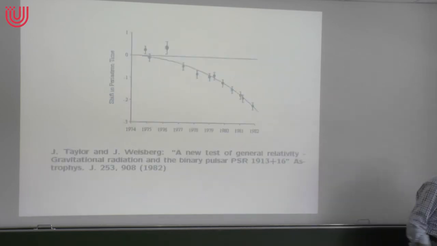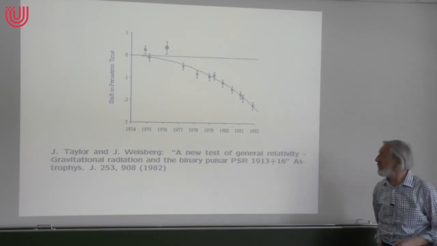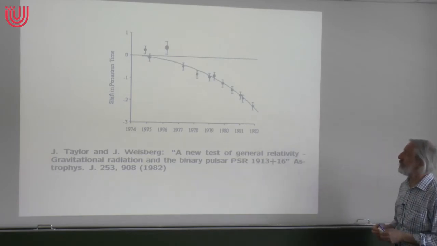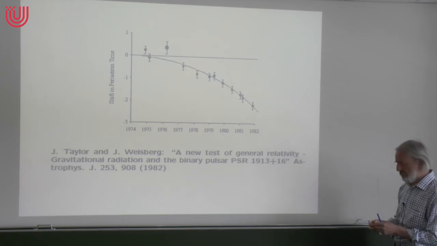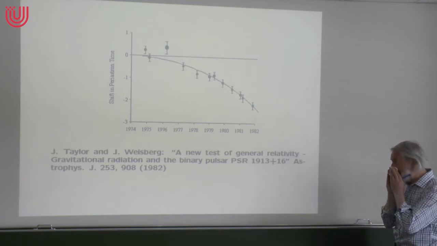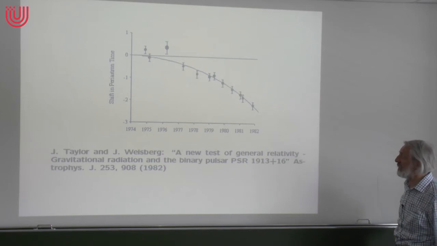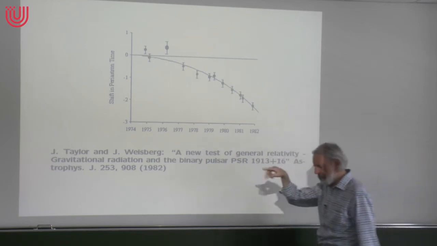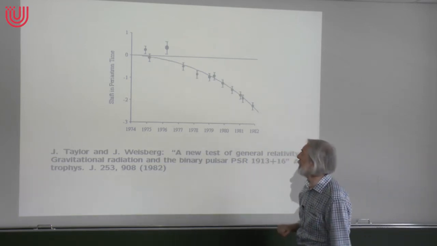Well, and now we can test our formula for the decay of the orbital period. So what is plotted here on the vertical axis is essentially this dT by dt, which I showed you in the beginning.